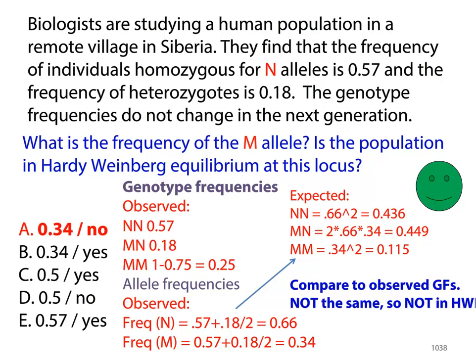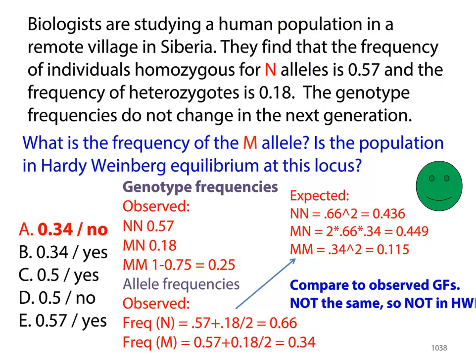Then you use those numbers to figure out your allele frequency, and we did this a couple of slides ago. Super easy. The frequency of big N is 0.57 plus 0.18 divided by 2, because the heterozygote only has one of them. And that gives you 0.66. And I just caught a typo on the next line. The frequency of big M should be 0.25.